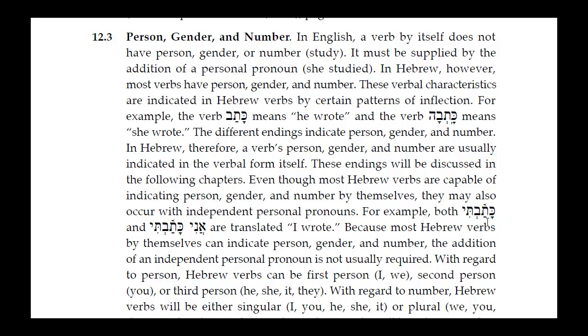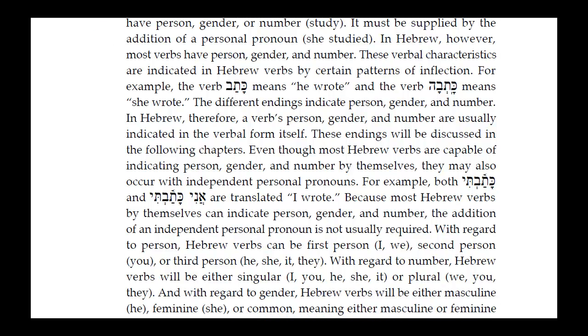For example, both katabti and ani katabti are translated as "I wrote." Because most Hebrew verbs by themselves can indicate person, gender, and number, the addition of an independent personal pronoun is not usually required. And a lot of times, when it is put there, as we'll see later on, it shows the emphasis of the person.